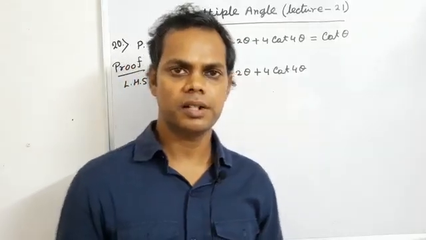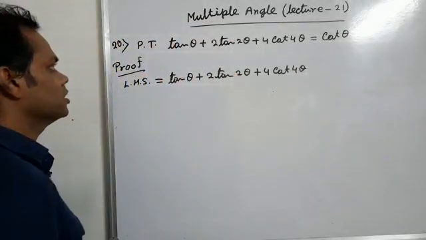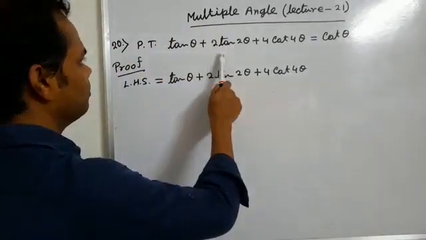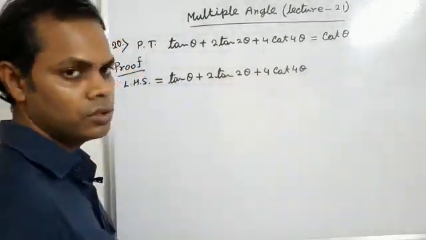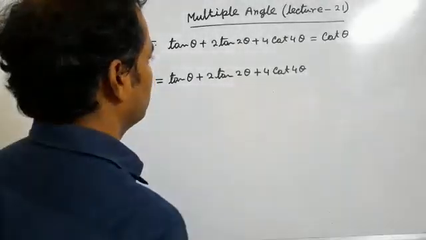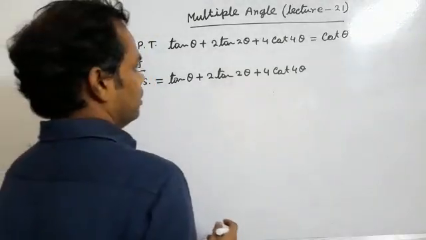Students, the topic of the video is multiple angle. In this video we discuss another sum. Prove that tan theta plus 2 tan 2 theta plus 4 cot 4 theta equals cot theta. Here we proceed from the left hand side.